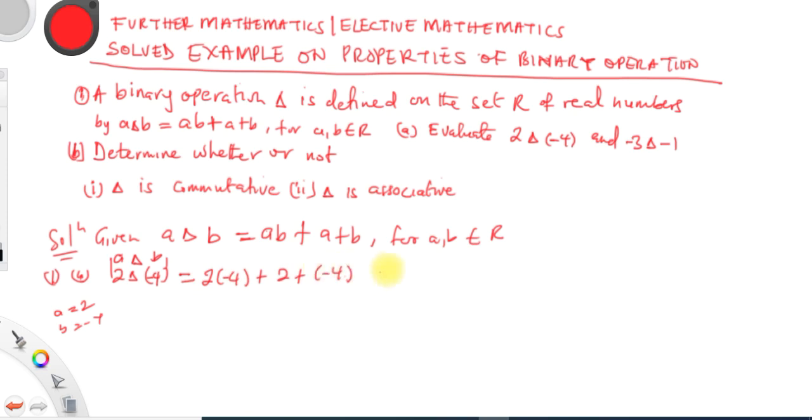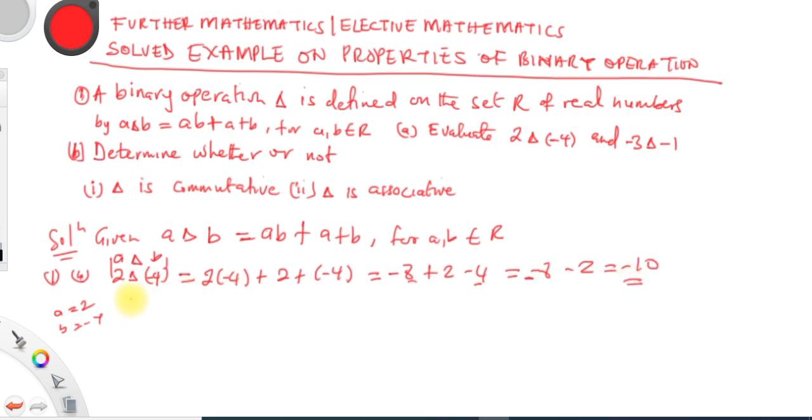Negative 4. Okay, so what do we get? This is equal to 2 times negative 4, which gives negative 8, and then plus 2, then this becomes minus 4. So we have negative 8, and then negative 2, which is negative 10. So this is the answer you get.